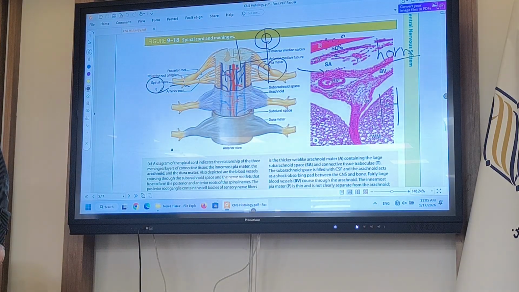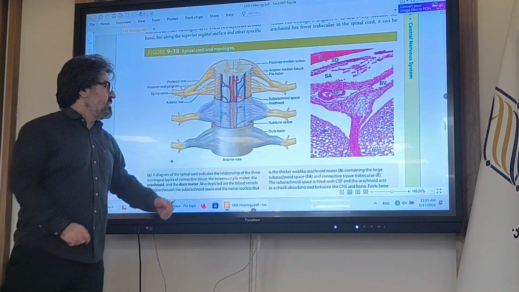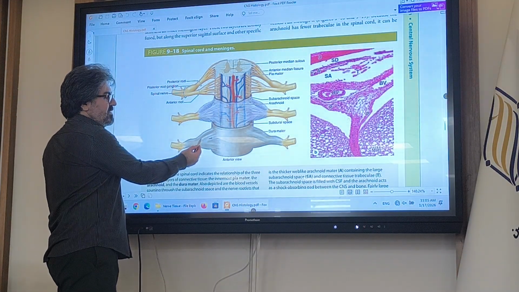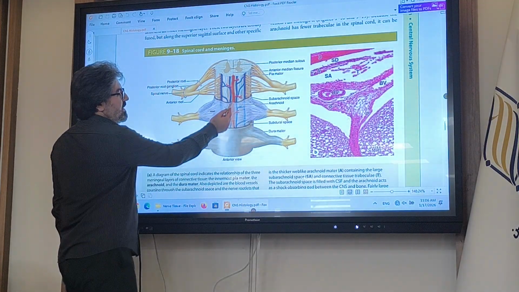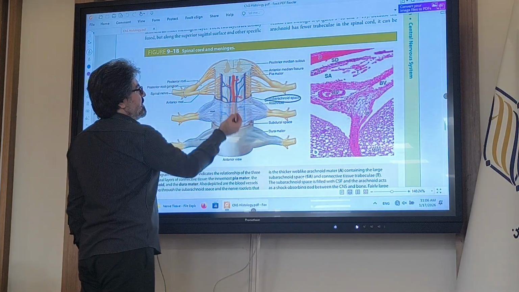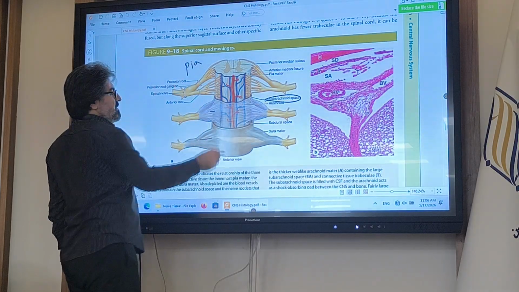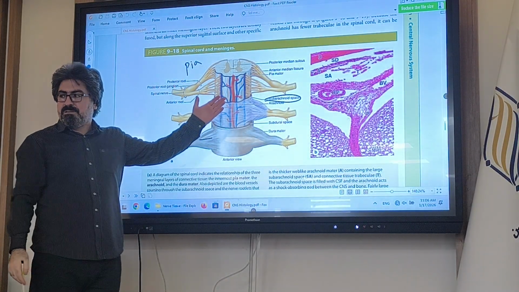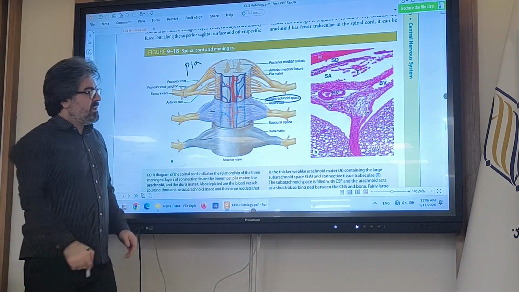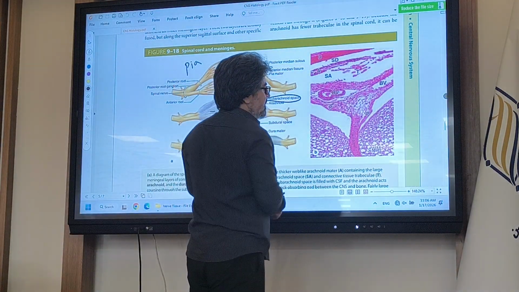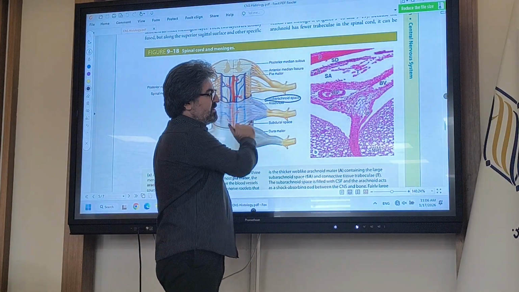You know everything about meninges, and here you can see meninges of a spinal cord. The outer layer is dura, middle layer is arachnoid, and below arachnoid is subarachnoid space, and just attached to a spinal cord is pia mater. Everything is the same as in the brain, meninges.